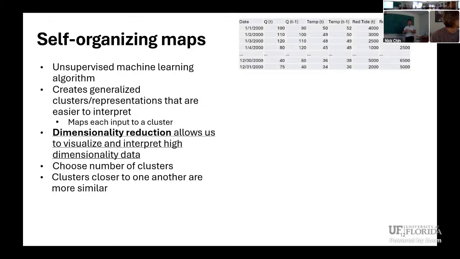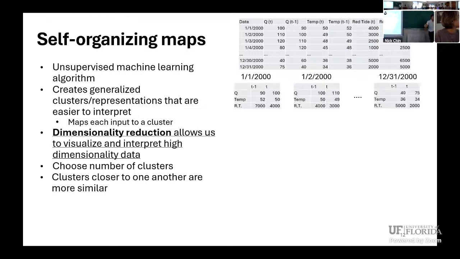So let's walk into our temporal clustering example. Before, I showed stream flow and temperature on a daily basis, where you have stream flow and the previous day's stream flow, and temperature lagged by a day, alongside red tide and its previous day's red tide.